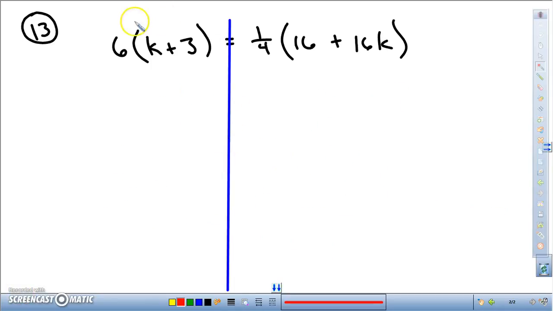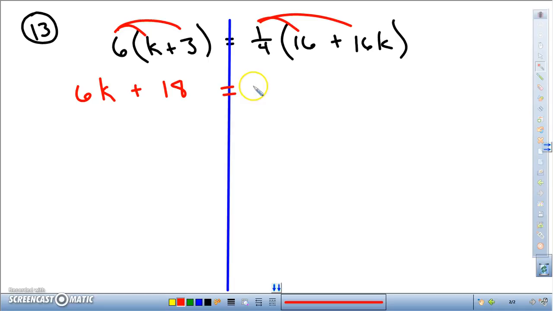All right, here I have multiple distributions that need to be done. I have a whole number being distributed on the left and a fraction being distributed on the right. 6 times k is 6k. 6 times 3 is 18. And then on the right, I have 1/4 times 16. This is 16 over 4, which reduces to 4. And then again, 1/4 times k gives you your k there.